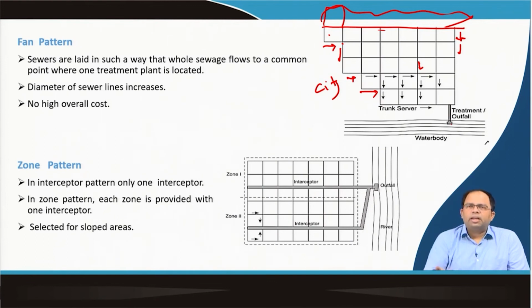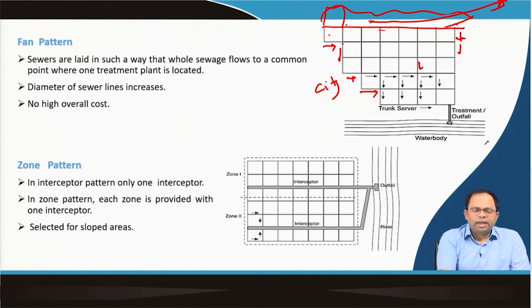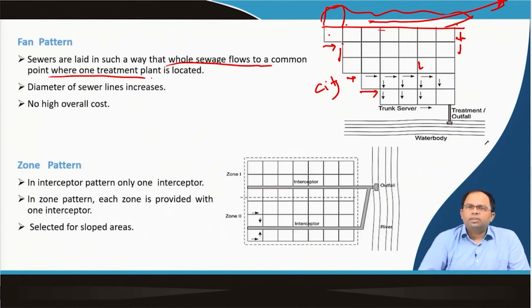Of course, in this pattern we cannot expand, but in the other pattern, the radial pattern, we could have expanded the network over here, and from this side we can have another set of pipelines with the main pipelines, which would be disposing in the land over here itself. So, that is the benefit of a radial system, whereas in a fan system, as you can see, sewers are laid in such a way that the whole sewage flows to a common point where one treatment plant is located.